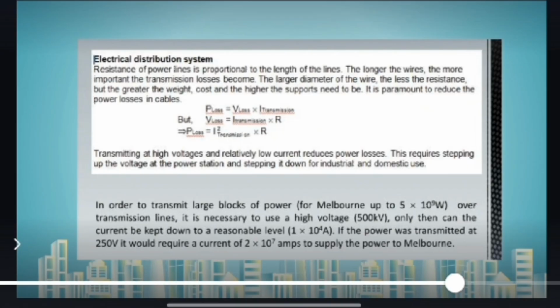In order to transmit large blocks of power over transmission lines, it is necessary to use a high voltage, 500 kilovolt. Only then can the current be kept down to a reasonable level, 1 times 10 to the power 4 ampere. If the power was transmitted at 250 volts, it would require a current of 2 times 10 to the power 7 amps to supply the power to Melbourne.